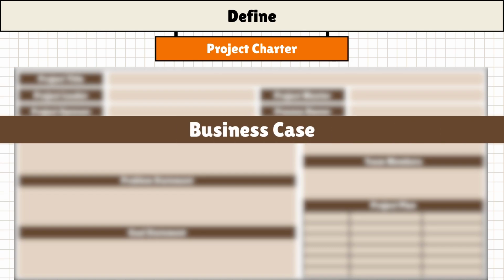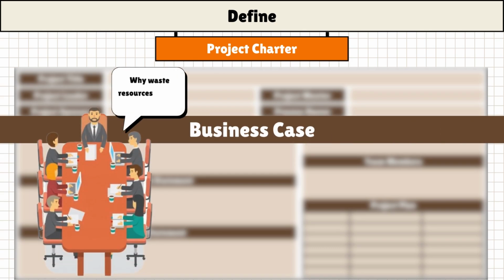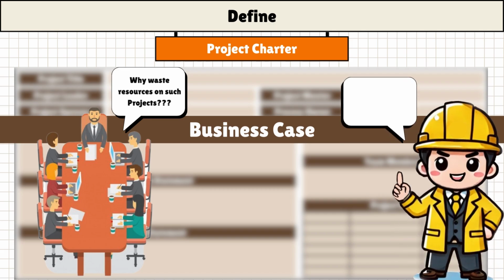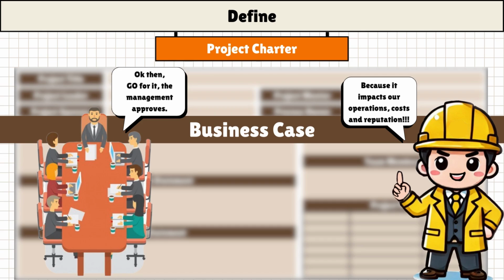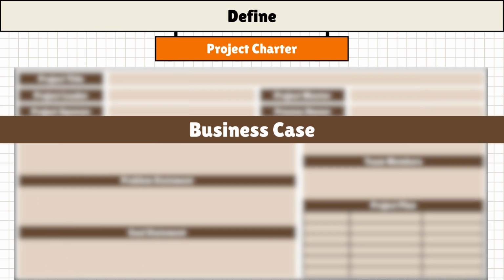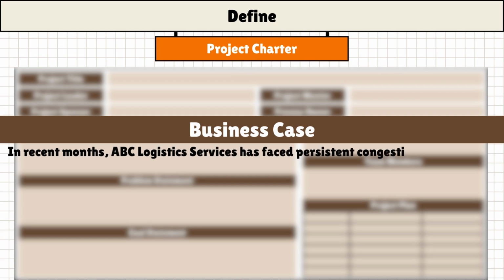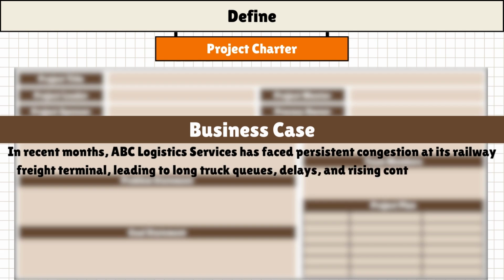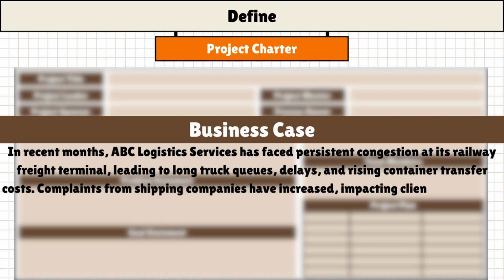First up is the business case, which serves to justify why the project is worth pursuing. It highlights the impact of the problem on the organization's operations, cost, or reputation, and thus helps in getting management's approval. For this case study, a good business case would be: in recent months, ABC Logistics Services has faced persistent congestion at its railway freight terminal, leading to long truck queues, delays, and rising container transfer costs. Complaints from shipping companies have increased, impacting client satisfaction and profitability.